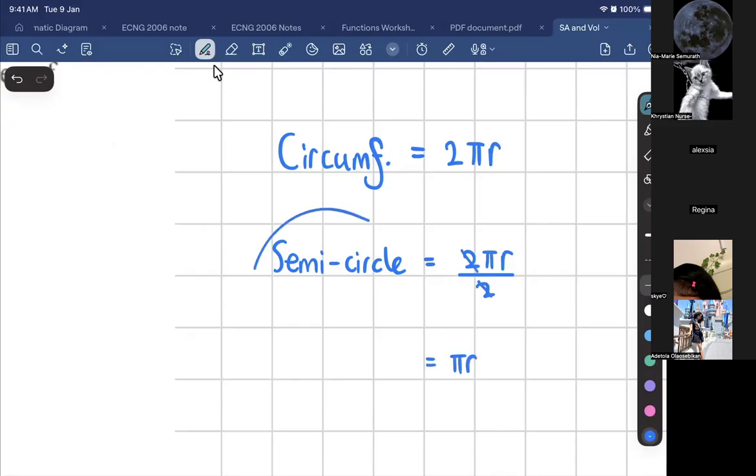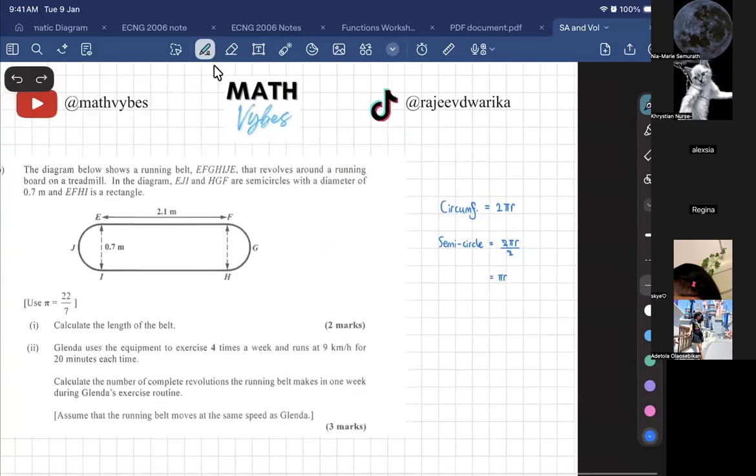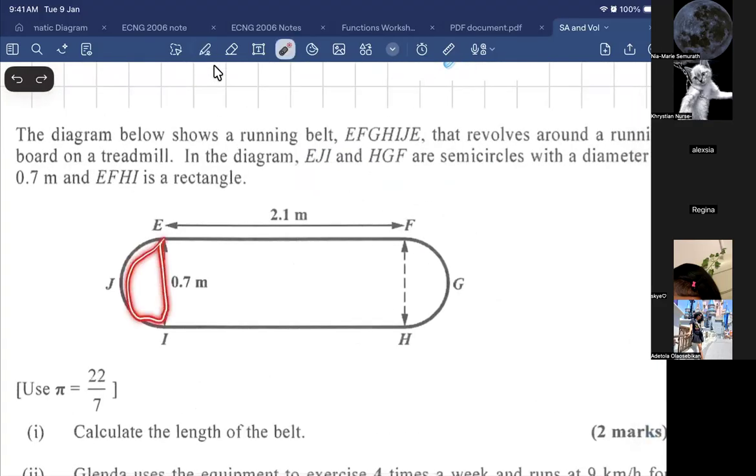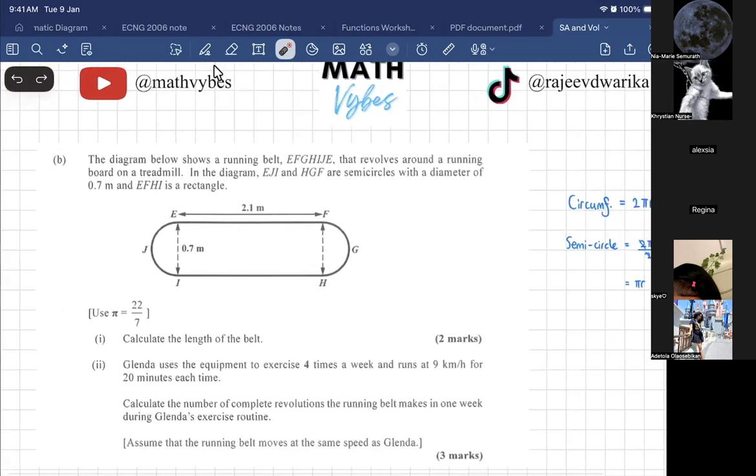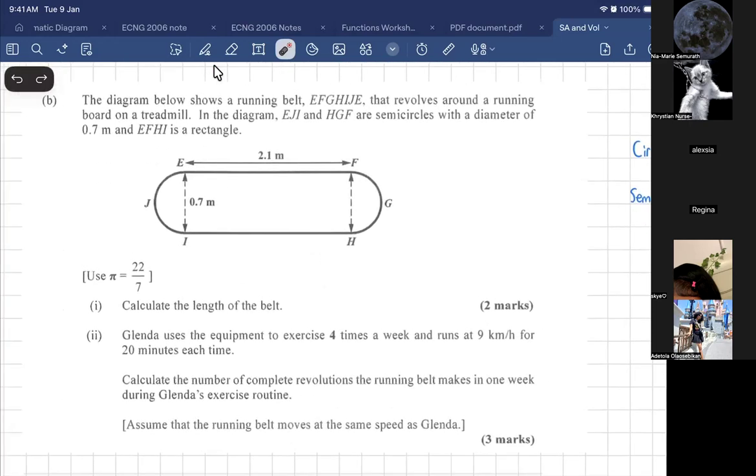But you don't even have to use this formula. Let me explain why. If you had two semicircles, what would they combine to give you? A whole circle. So we don't have to use the semicircle formula. You're using your regular formula for a circle. Let me continue. Let's read this. We have a running belt here, E, F, G, H, I, J, E, and it revolves around a running board on a treadmill. So this entire thing is your running belt.